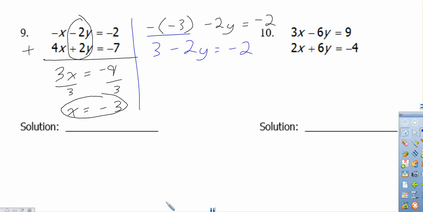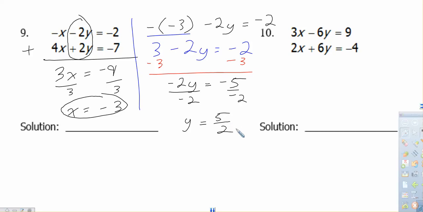All right, now we can add and subtract. So let's subtract 3. So we get negative 2y equals negative 5, it looks like. Dividing by negative 2, we get y equals 5 over 2, which is 2.5. All right, now we haven't really had any fractions yet. Not that it's a bad thing to have fractions, but I'm going to check this one before I write that down. I'm going to have negative x, which is negative parentheses negative 3, minus 2 times 5 over 2. And that is equal to negative 2.